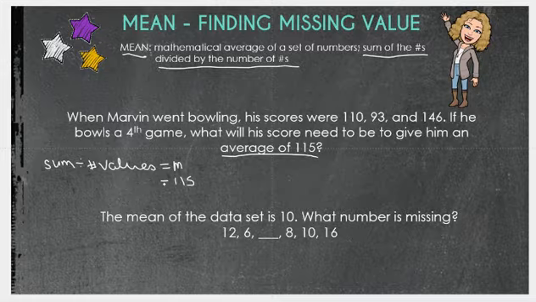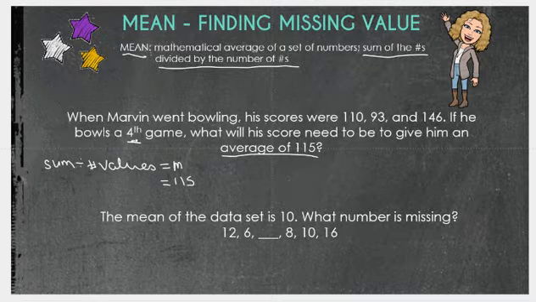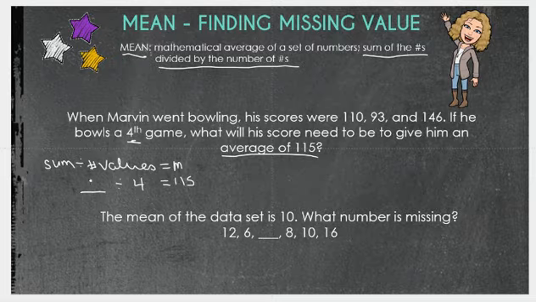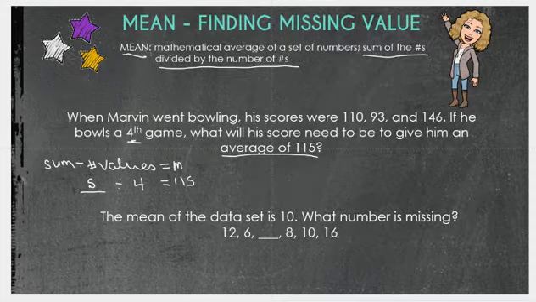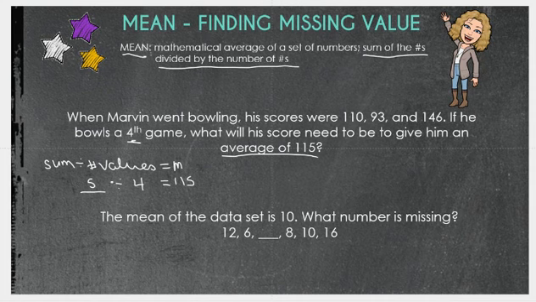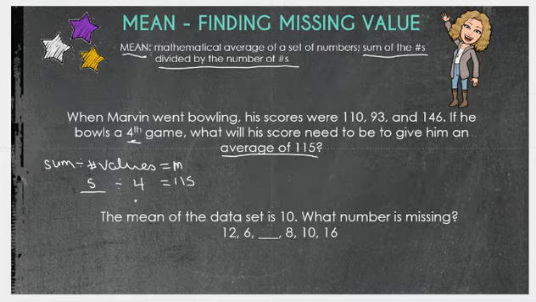We know how many games he's bowling. So we've got 1, 2, 3, and if he bowls a 4th game, then the average is going to be 115. So we know that there are 4 games, and that means we just need to figure out what the sum of the numbers is. And I'm just going to use S for sum. If you have already done solving equations with students at this point, then you can think about solving this equation using inverse operations, which would be, we would multiply both sides by 4.